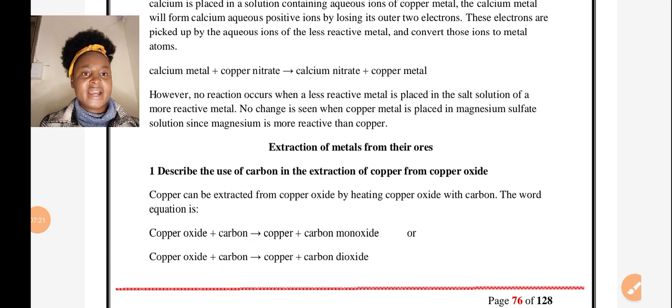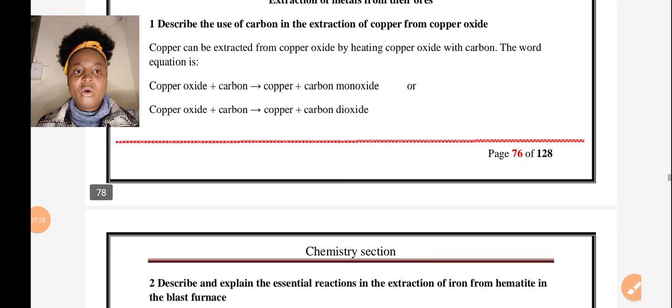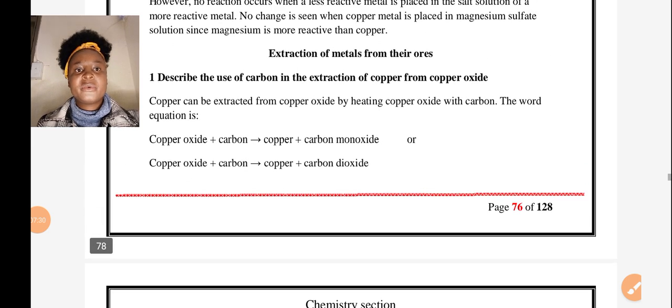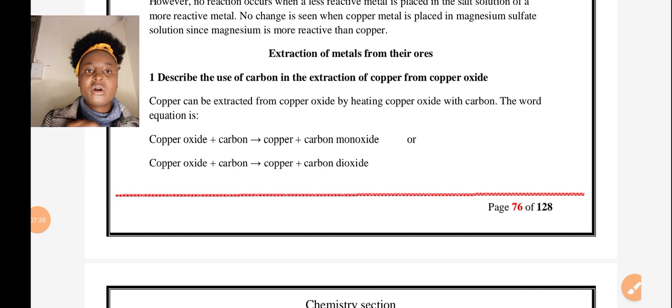So the next thing that we're going to look at is the extraction of metals from their ores, right? We need to describe the use of carbon in the extraction of copper from copper oxide. So we're going to look at that in our next video.